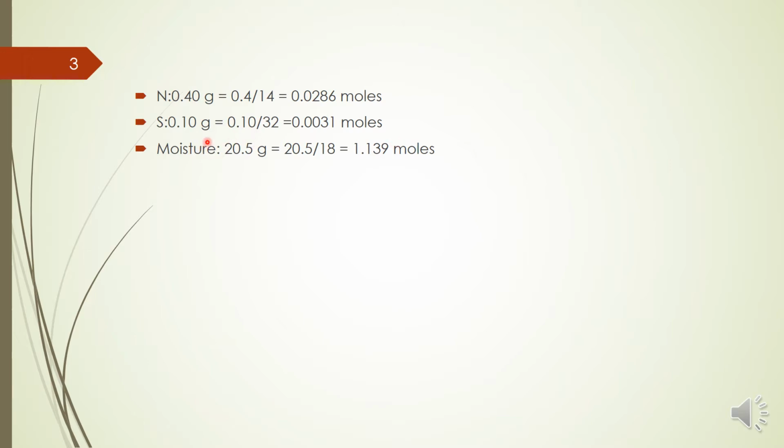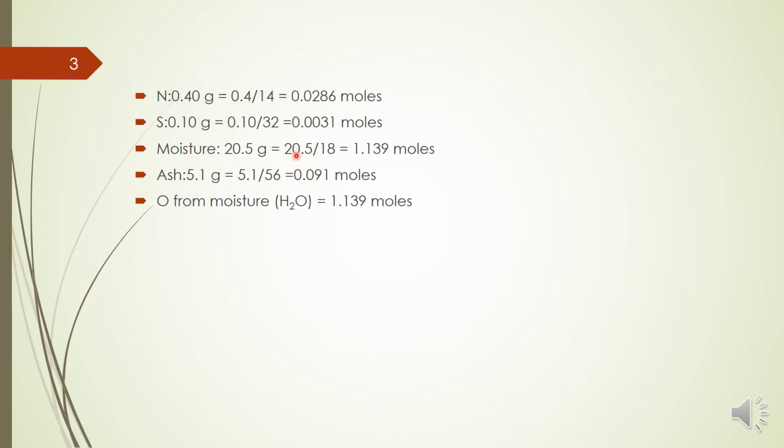And moisture, that is water vapor present, is given, that is 20.5 gram. So 20.5 divided by 18, the molecular mass of water, 1.139 moles. And finally we have ash, 5.1 gram. So 5.1 divided by 56, it will be 0.091 moles. So we have found out all the moles of elements. Now we can represent in molecular formula.